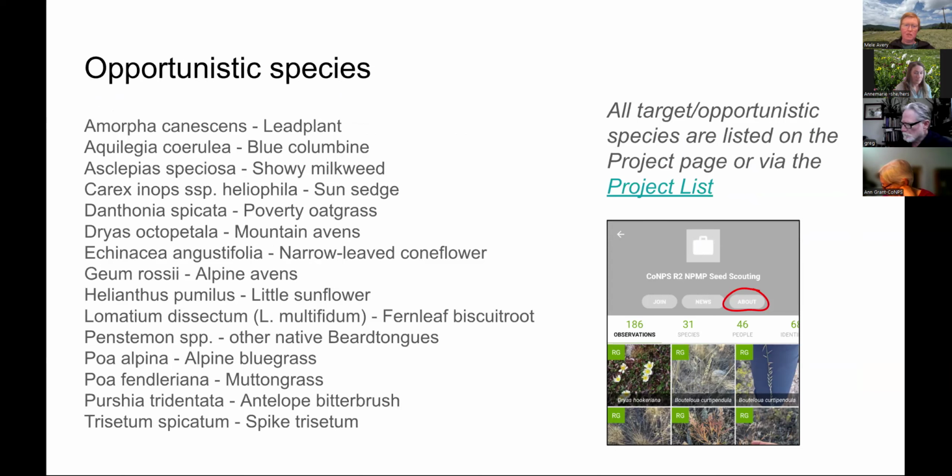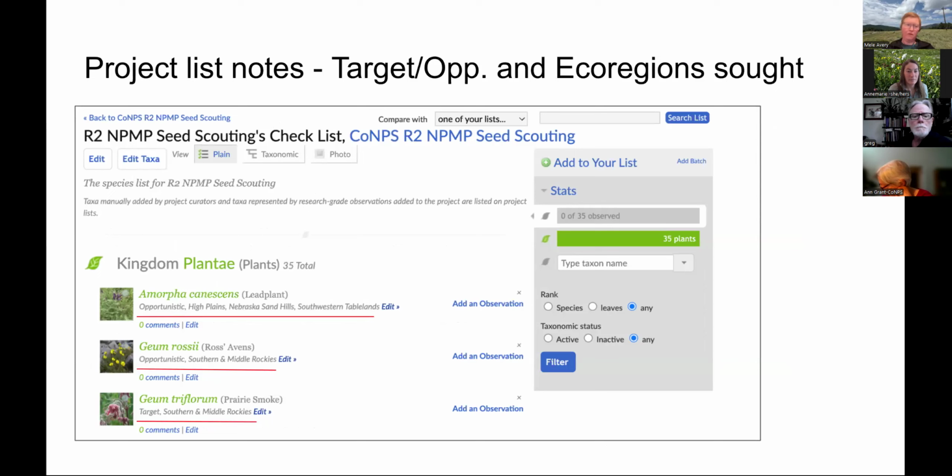So as you can see, you can find these lists both in mobile and on desktop with these links. And when you go and look at the project list, it will tell you: is it opportunistic? Is it a target species? And these are the ecoregions where we're looking for them. Now, ecoregions is a concept that if you're not familiar with, you really don't need to concern yourself with too much. These are more internal notes for the curators to assist with refining the submitted observations.